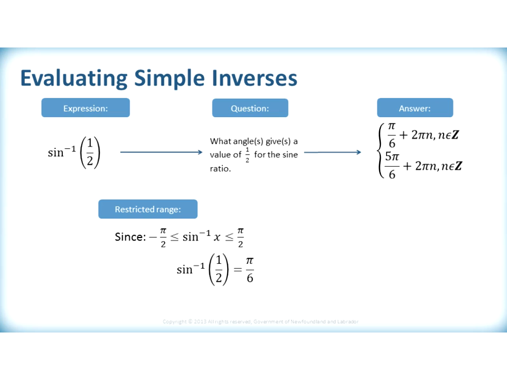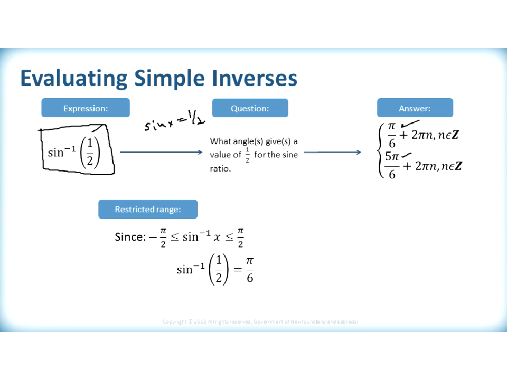When we evaluate an inverse trig expression, we take something like the inverse sine of 1/2. The question we always ask ourselves is: what angle or angles would give me a value of 1/2 for a sine ratio? That's pretty straightforward. It's like solving the trig equation sine of x equals 1/2, and asking what x would have to be. I realize that I could have pi over 6. If I had sine of pi over 6, I'd get 1/2.